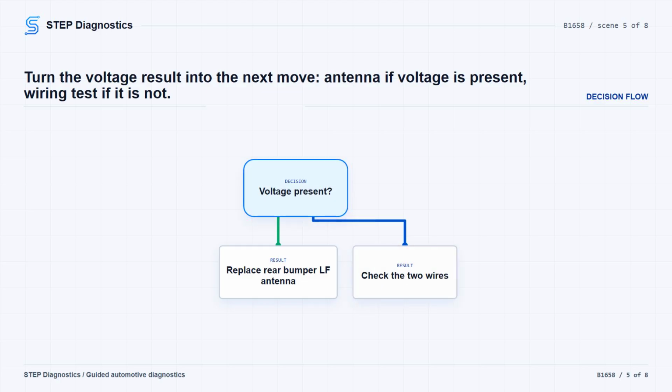If there is voltage, the path points to the rear bumper LF antenna, and the directed repair is to replace the rear bumper LF antenna. If there is no voltage, keep going and test the wiring between the control unit and the antenna connector.